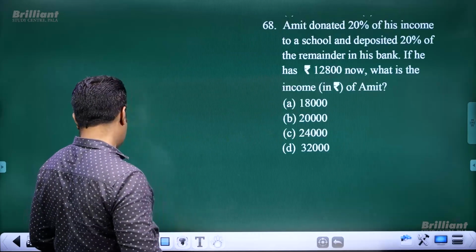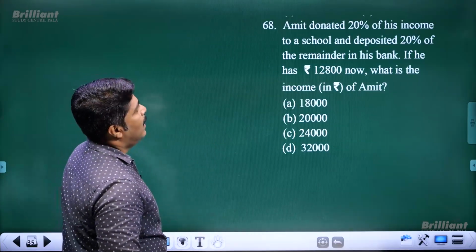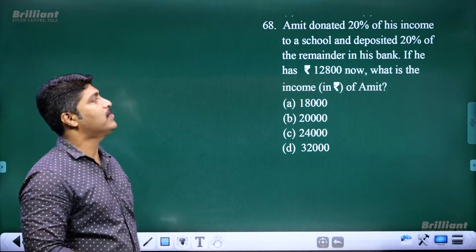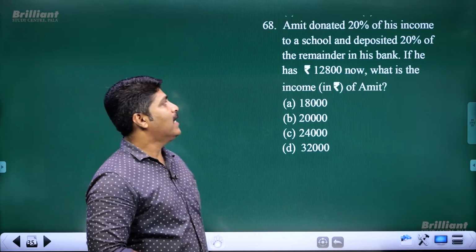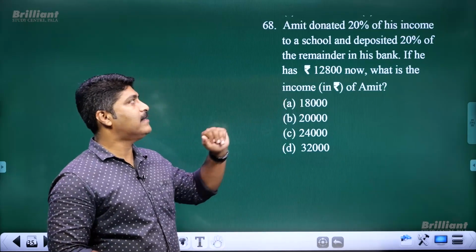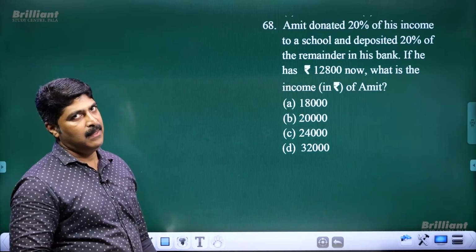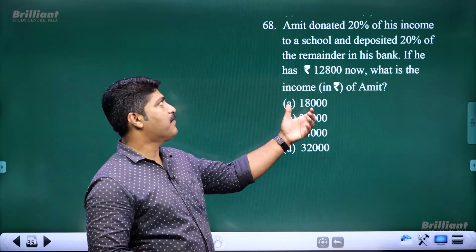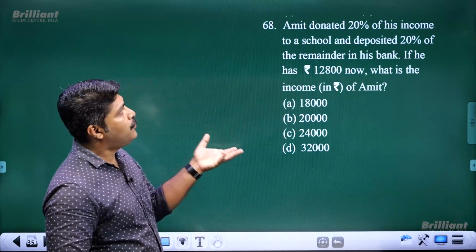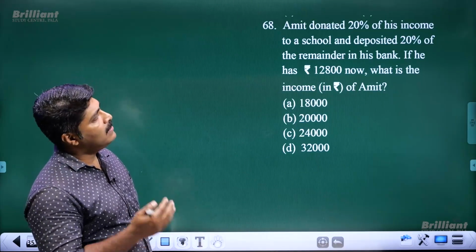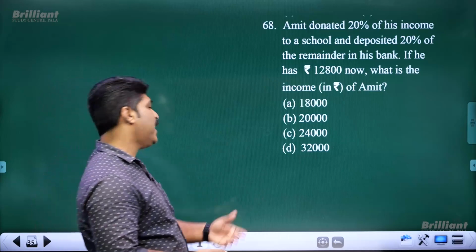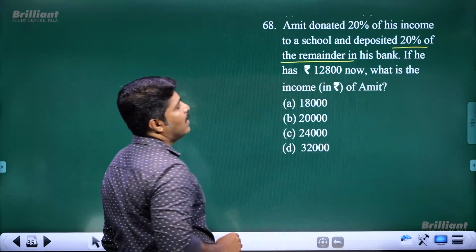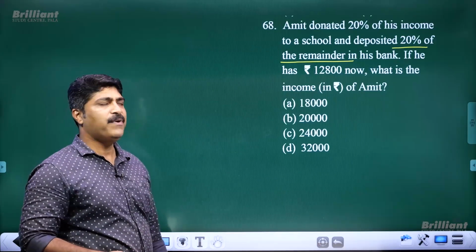Okay, then move to the next question. Amit donated 20% of his income to a school and deposited 20% of the remainder in his bank. If he has 12,800 now, what is the income? It's a chain rule type of approach, because he donated 20% of his income to a school and deposited 20% of the remainder in his bank. That's the important part here. So how can we check it?